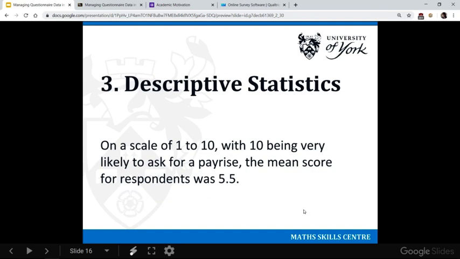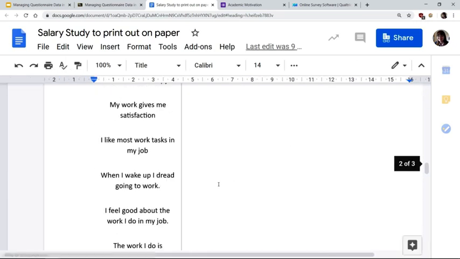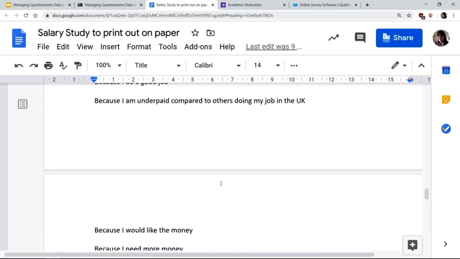Last example of a descriptive statistic I'm going to take from the salary questionnaire. So we had this question which was about how likely you are to ask for a pay rise. I think it's at the end here.